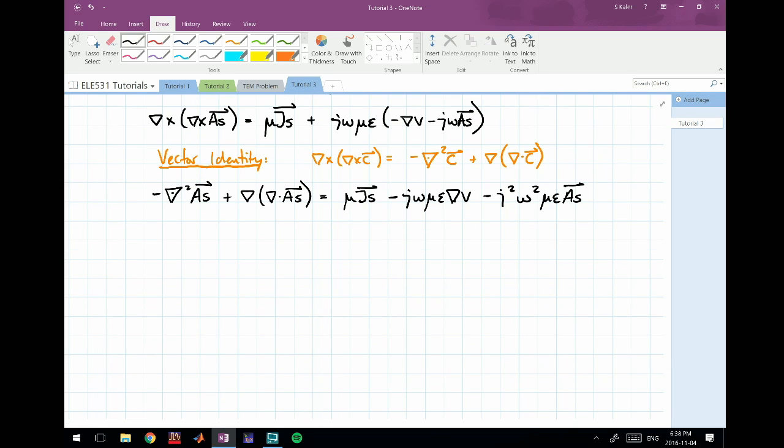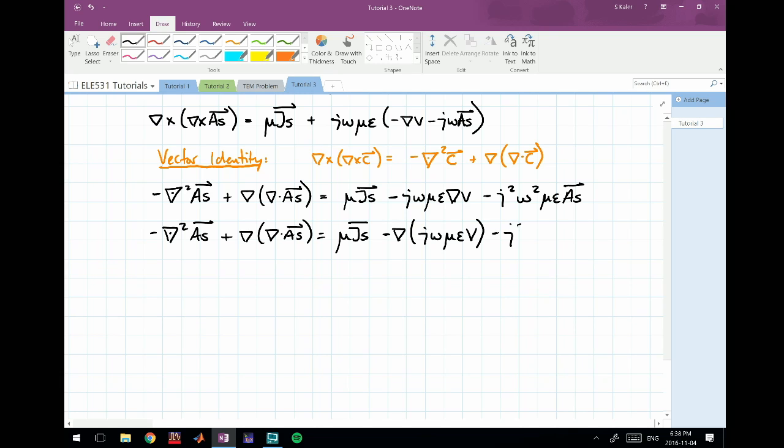So what I'm going to do first is I'm just going to write this. So I get this here, and I get, still, this is all just rewriting it. So what I'm going to do is pull this gradient outside, and I can do that because all of these things inside are constants. So the j omega mu epsilon is a constant. Whether I pull it outside or inside, it's the same thing. Mu epsilon as.